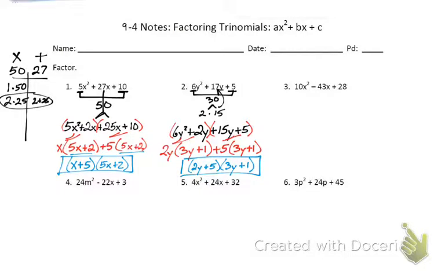Alright, why don't you pause the video and try number 3 on your own. I will give you a hint here. Pay close attention to the fact that this middle number is a negative 43, because you got to make negative 43. Alright, give it a shot.